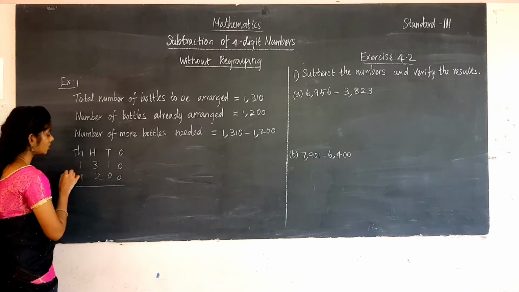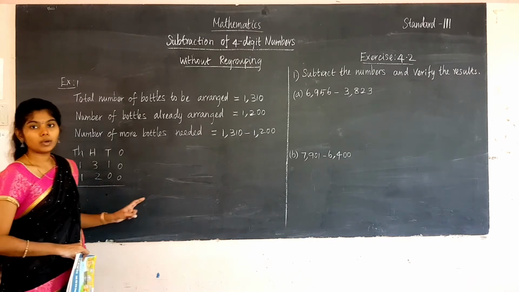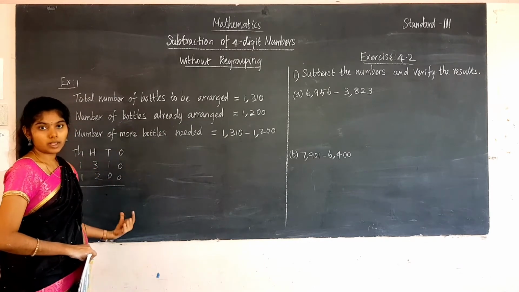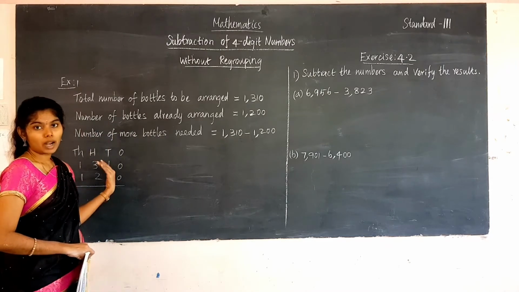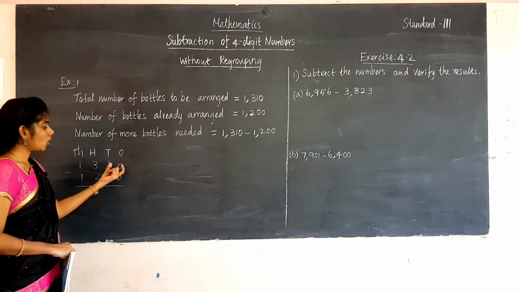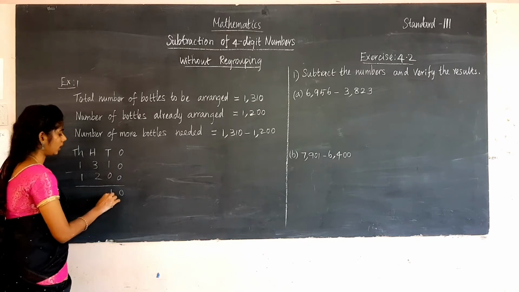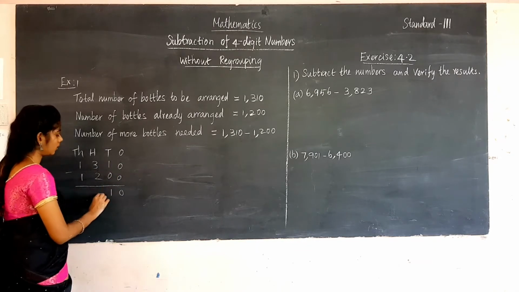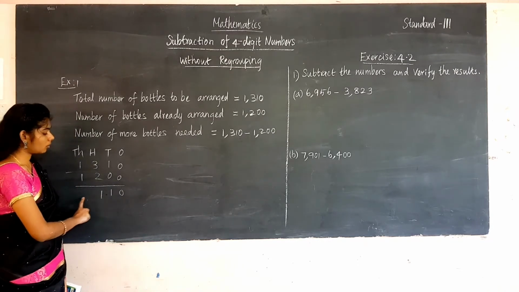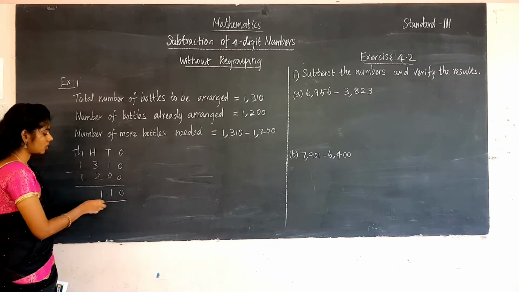Now you are going to subtract the 4-digit numbers. Two 4-digit numbers you are going to subtract. How will you subtract? At first in the ones place, next to ones, tens, next to tens, hundreds place, then next to hundreds, the thousands place. So now let us subtract in the ones place. 0 minus 0 is 0. 1 minus 0 is 1. 3 minus 2 is 1. 1 minus 1 is 0. You can write 0 here, but the first number should not be 0, right? So we need not write it in the first place.